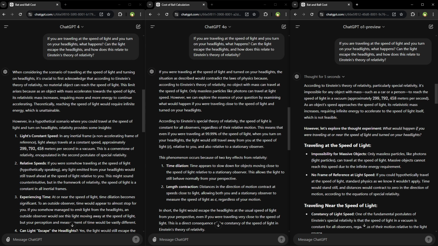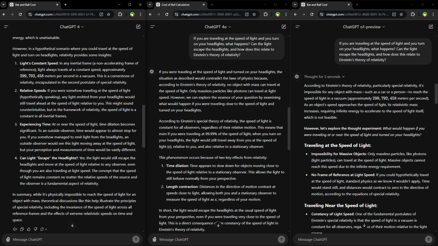depth, and structure. Answer from ChatGPT-4 is comprehensive but somewhat verbose. It covers multiple aspects of relativity such as mass increase, time dilation, and the constant speed of light. But the discussion on relativistic mass might confuse readers since it's more technical than necessary.